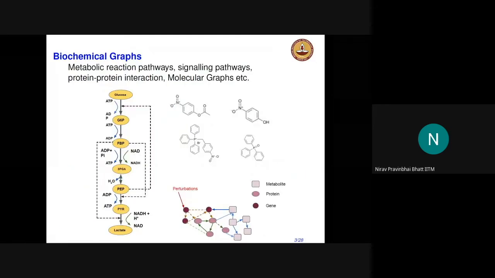Just to give an introduction, what I call biochemical graphs can also be called biological networks. I like the word graph because at the end of the day, we sometimes change them to a graph and actually study the graph properties. Metabolic reaction pathways are a biochemical graph for me, as are signaling pathways, protein-protein interactions, gene-gene regulatory interactions, and interactions between these metabolic, protein, and gene regulatory layers.